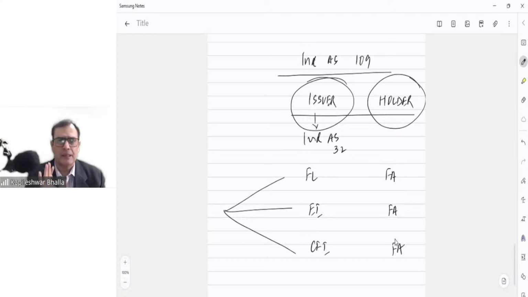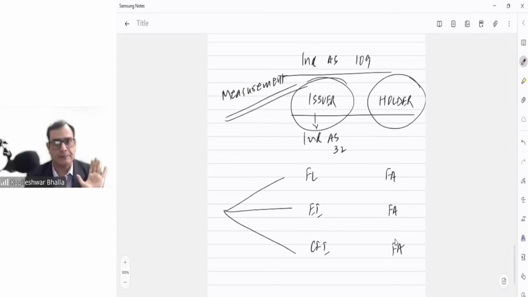But for the time being, we're just concentrating on the aspects of measurement. And that also, as I said, my focus right now is on financial assets. I'm going to focus now on the holder, financial assets. After I'm done with financial assets, then I'll speak in terms of financial liability.